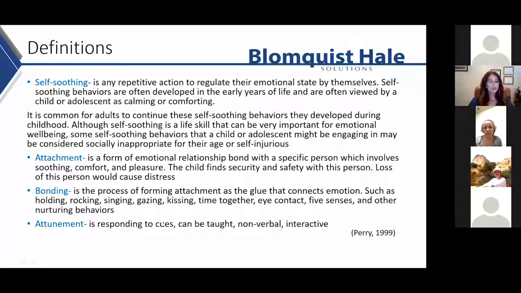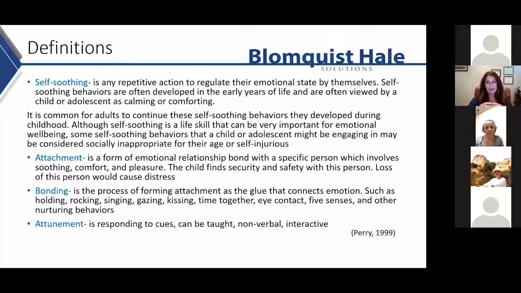Bonding is a little different. This is actually a bonding mechanism in the brain that happens. And so the brain develops differently if the attachment isn't there. So bonding has to form in the attachment as the glue that connects the emotion. So this is all emotion. So how do we connect emotion? This is not about behavior. This is not about your thoughts. This is connecting through the emotion.